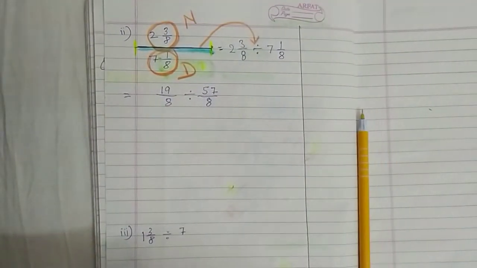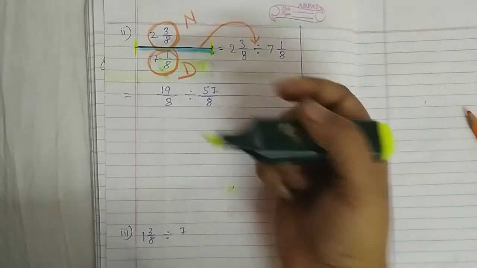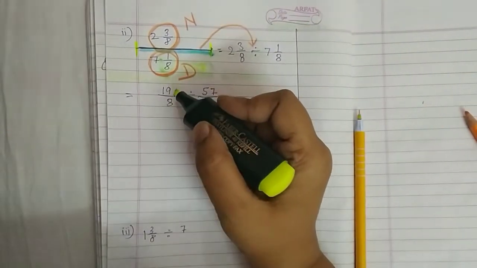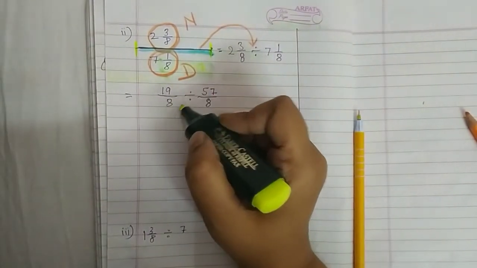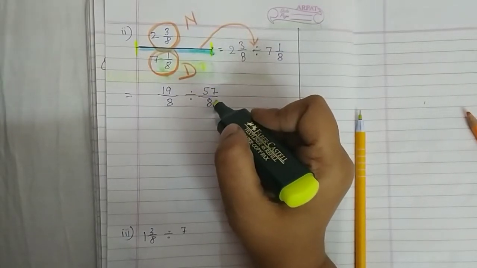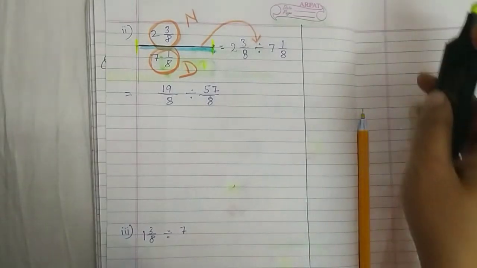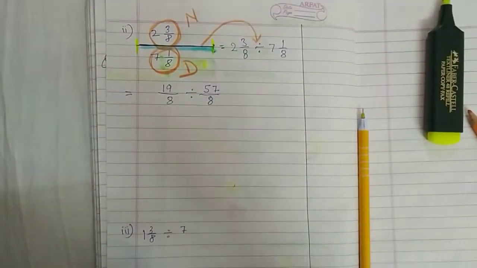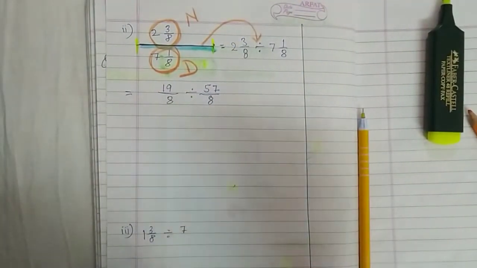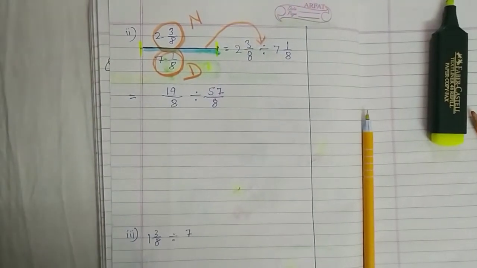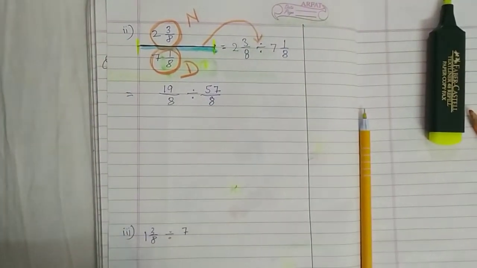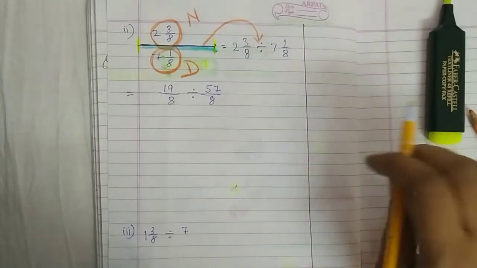Now children, check whether you can simplify 19 and 8. 19 upon 8, no, it is already in its simplest form. Now 57 upon 8, it is also in simplest form. But before this, what we have to do, children? We have to take the reciprocal. Why? Because we are doing division.